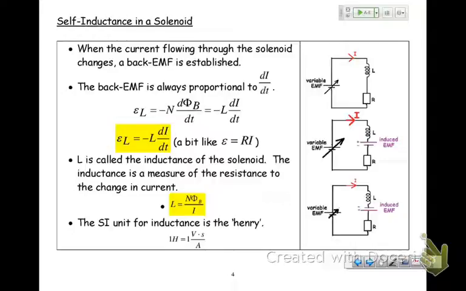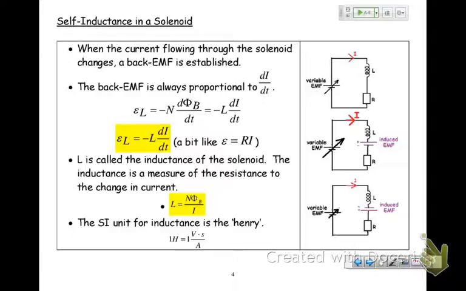So we can talk about self-induction in a solenoid. When the current flowing through a solenoid changes, a back EMF is established. The back EMF is always proportional to di by dt, the rate of change of current. We say the EL, this is the induced EMF. It shouldn't really be a big L with a little e, but it's just the way the font goes. So my induced EMF is equal to minus N, the number of turns, d phi B by dt. Remember that from before the break? And this is equal to minus L di by dt.